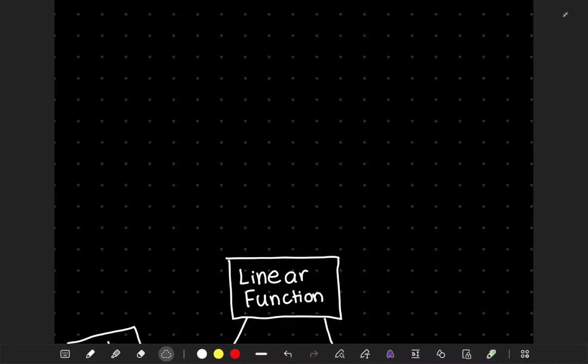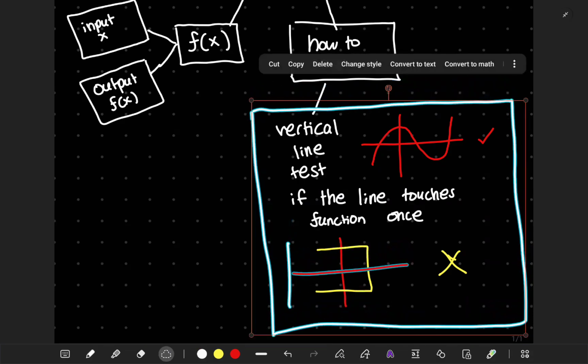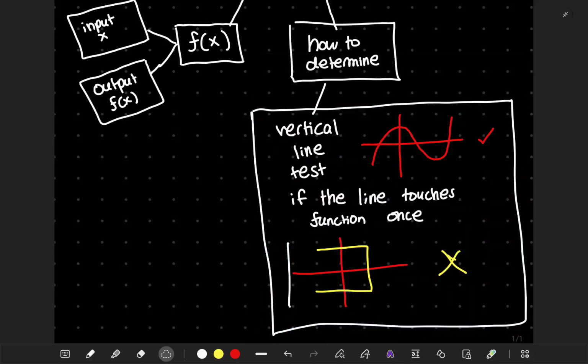Okay, this is part 2 of the linear function recap. The first part was determining what is a function. This is through the vertical line test. Remember, you have a straight line. Ask yourself, how many times does it reach? So in this case, the first one does do it because it touches it once.